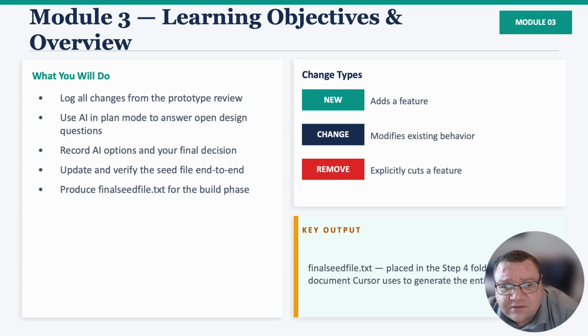No contradictions exist. Every feature has sufficient detail and the document reads coherently. Do not skip the verification stage. It takes 10 minutes and it prevents hours of rework. The output of this module is final_seedfile.txt placed in the step 4 folder, ready for the build.